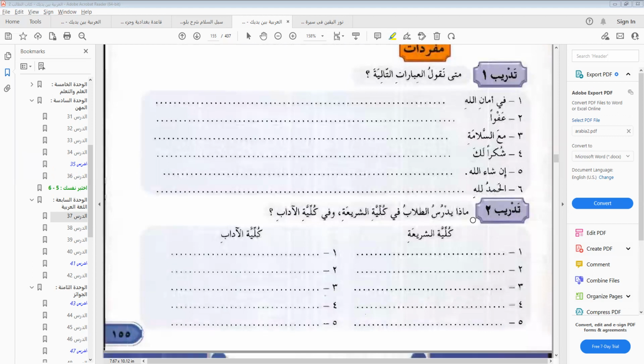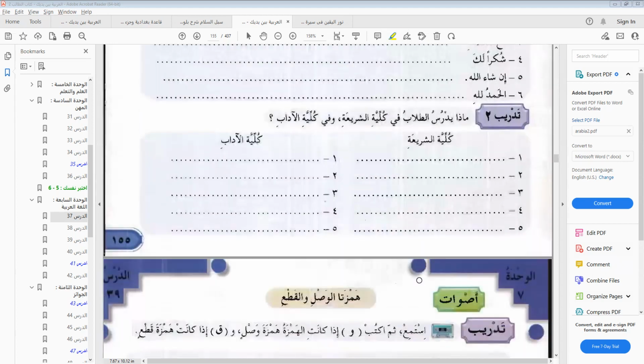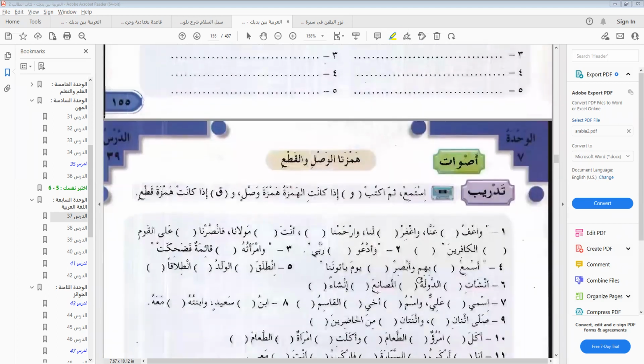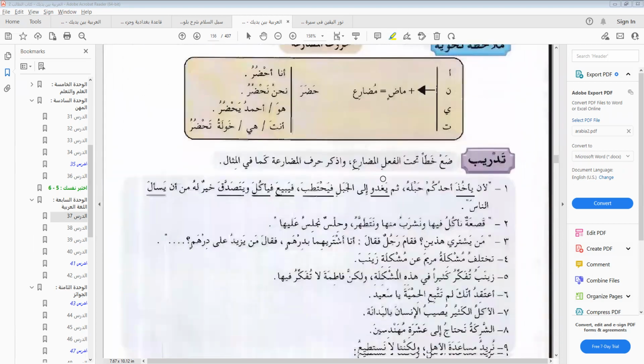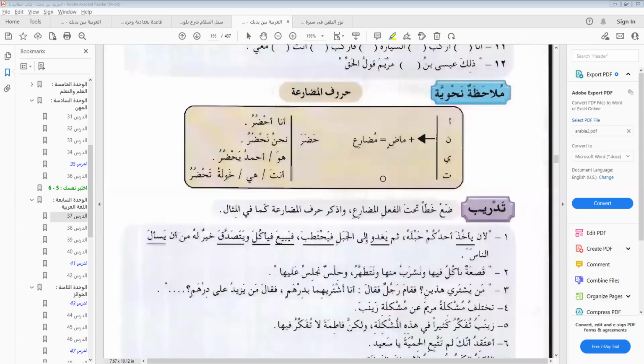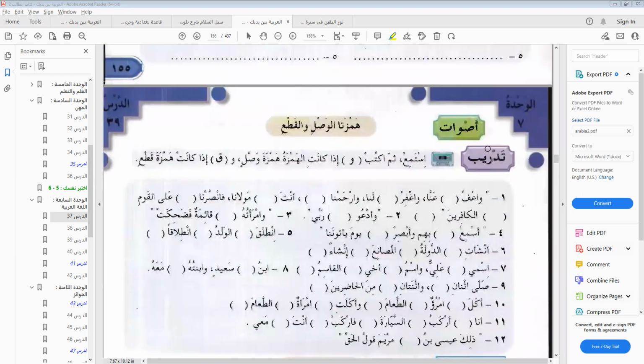Before that you have this: ماذا يدرس الطلاب في كلية الشريعة وفي كلية الآداب. So fill out this. What do students study? الشريعة، كلية الآداب. So fill this out. Then همزة الوصل والقطع again. We'll look at همزة الوصل والقطع. But this is تدريب. We'll look at the تدريب next class. Then حروف المضارعة. كما قلت لكم هذا الكتاب يدرس القواعد والتحدث والكتابة وما إلى ذلك. So that is it about the book. So it combines several things.